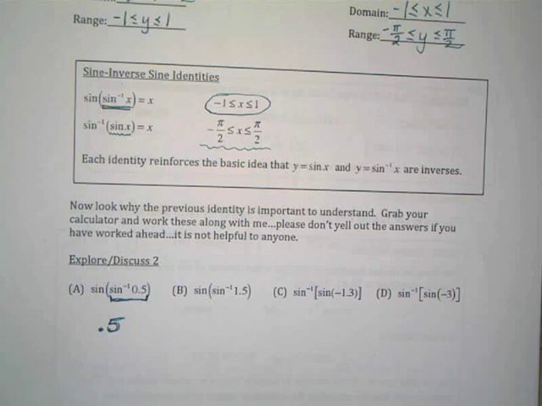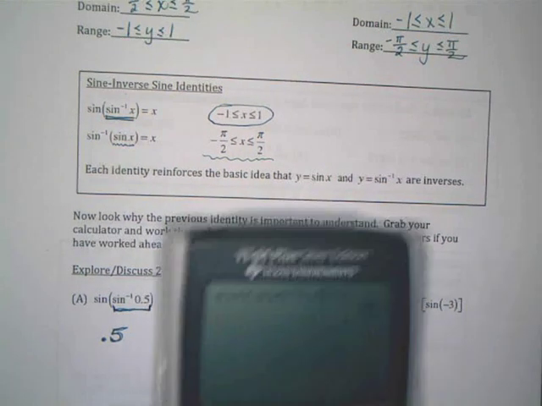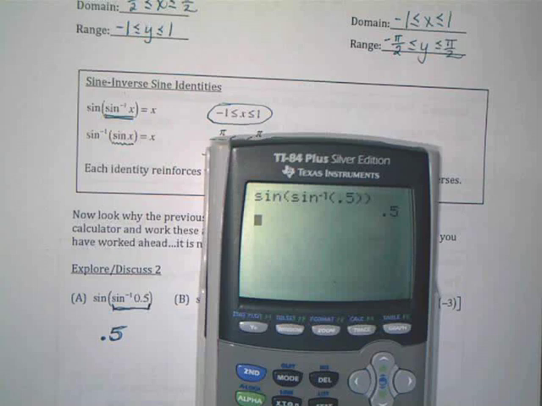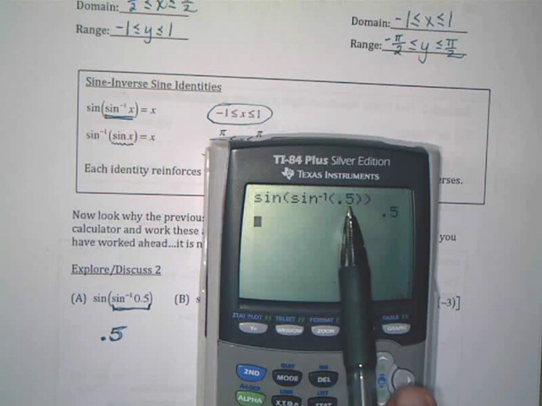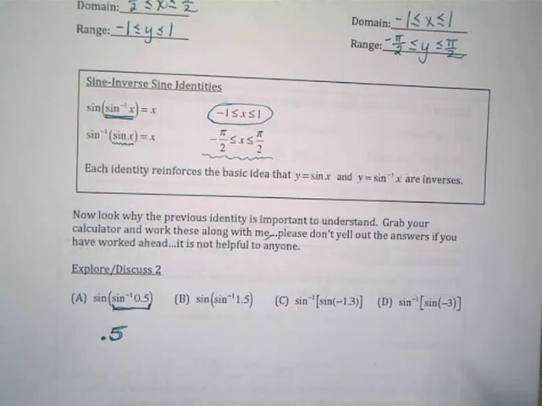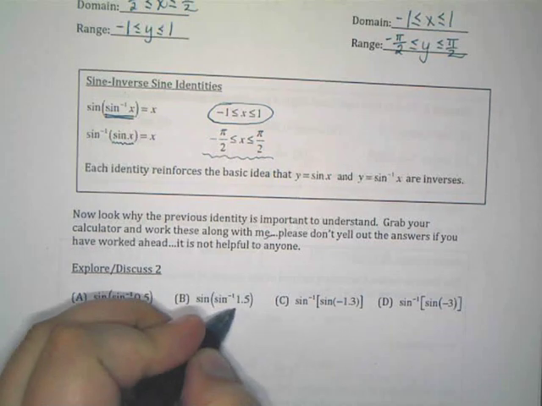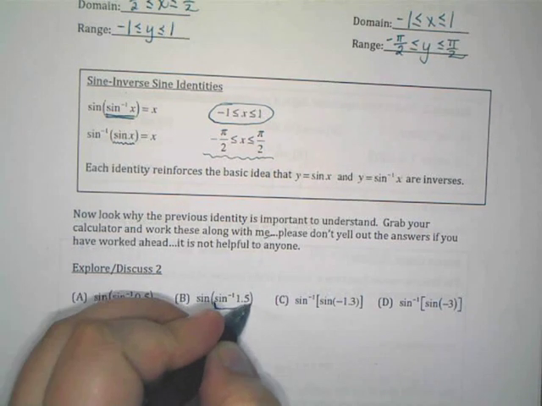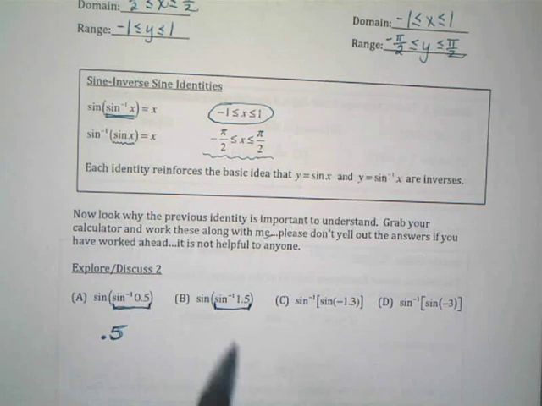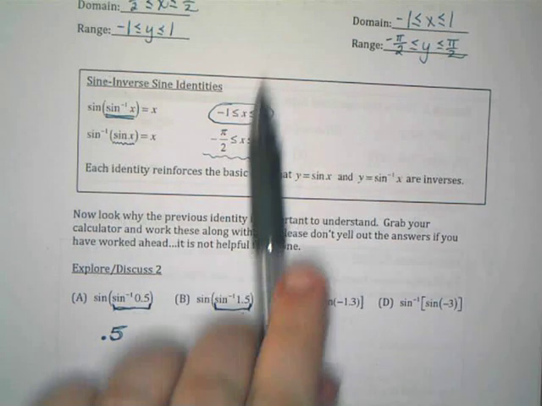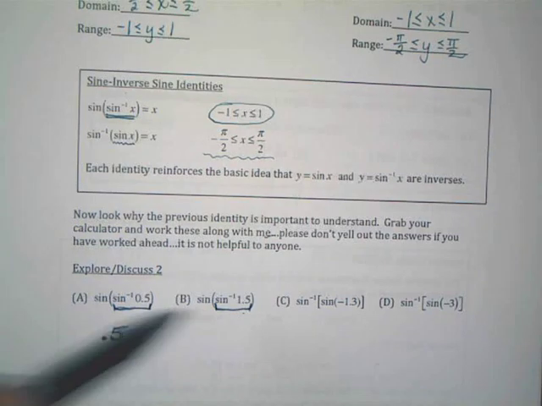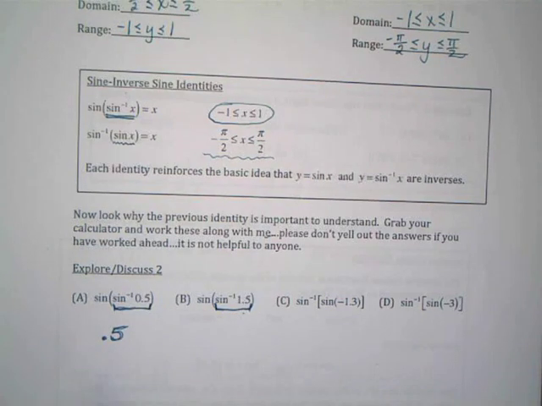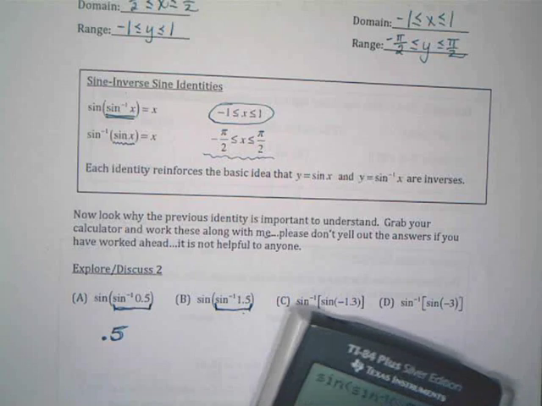Actually, if you type it in your calculator, it's another way to check. I went sine, inverse sine 0.5, and it worked. And the reason is because this is in the allowable domain. So here we go, let's try this one. Now look here. We've got to look at the inside. It's the inverse sine. Does 1.5 fall within our allowable range? No. So do you think we're allowed to do this one? No.